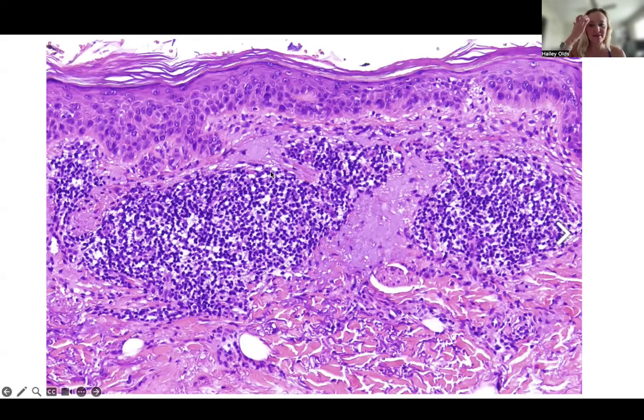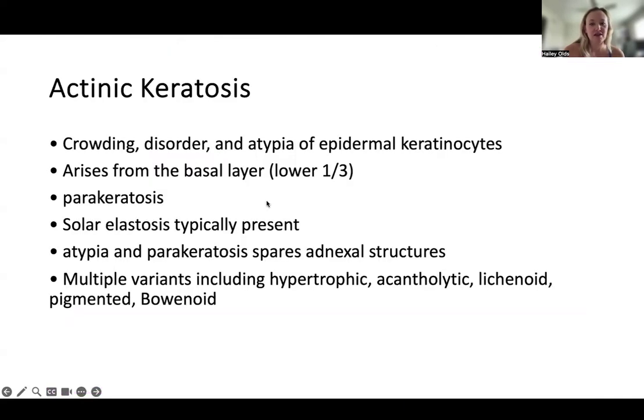So in this, you definitely have some lymphocytes present in the dermis, and you have some solar elastosis. But most of the action is happening in the epidermis. So you have crowding of the basal cell layer, but it's not full thickness atypia. And then you also have some parakeratosis going on too. So this is an actinic keratosis. So this is just in the basal layer. It's not the full thickness of the epidermis.